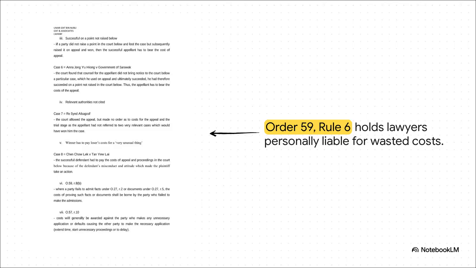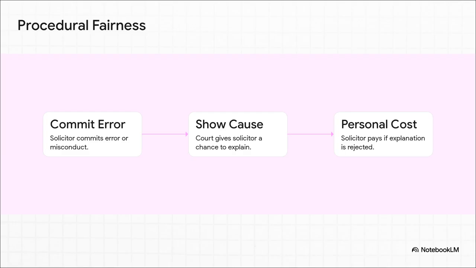The court suddenly has the power to disallow costs between the lawyer and their client, direct the solicitor to repay their client, or even direct the solicitor to personally indemnify the opposing side. But the system does mandate procedural fairness. A lawyer won't just be slapped with a personal cost order without first getting a chance to defend themselves.